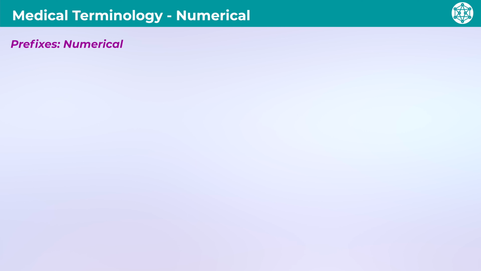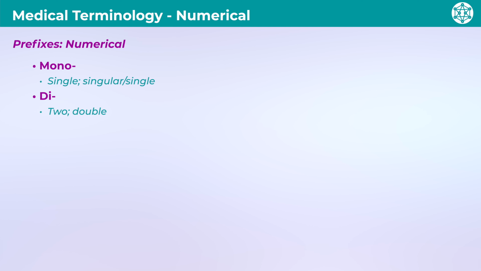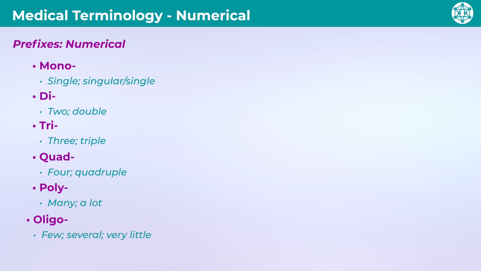We'll get into some numerical prefixes. This one's pretty easy. Mono, which just means single or singular. Di means two or double. Tri, three or triple. Quad for four or quadruple. Poly is many or a lot, and oligo is kind of a blanket term that just means there are just a few, several, or very little.